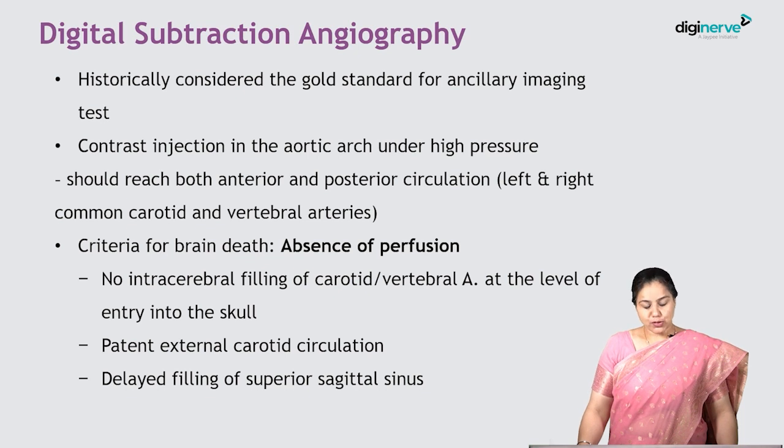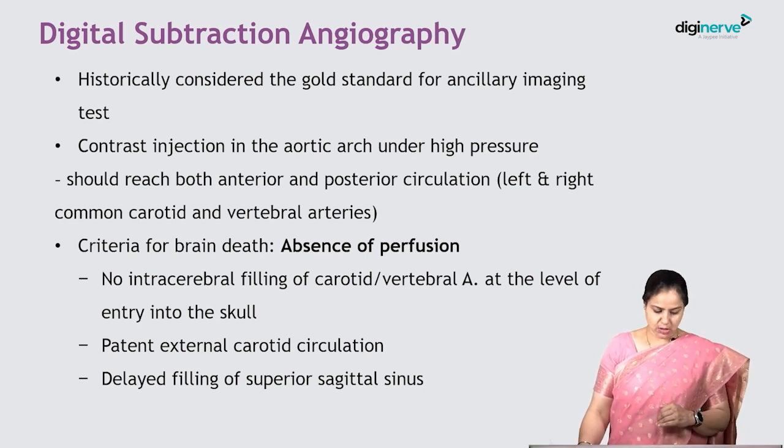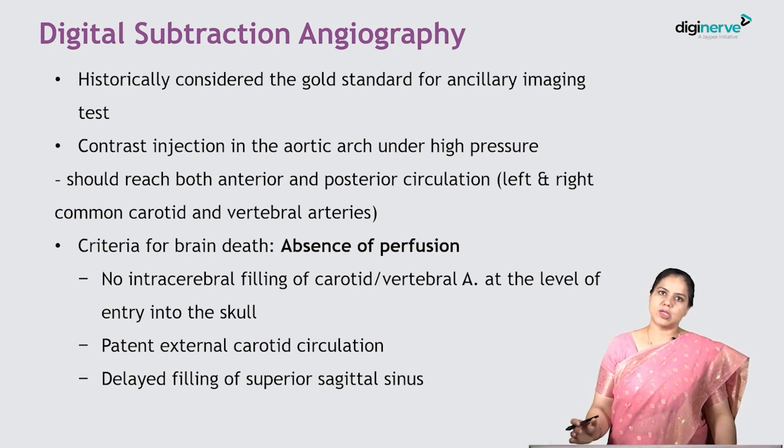Digital subtraction angiography, or 4-vessel angiography, has historically been considered the gold standard for ancillary imaging test. Now what we do is the catheter for the DSA is placed in the aortic arch and we inject contrast under high pressure so that it reaches both anterior as well as posterior circulation. That is, we have to visualize both the left and right common carotids and both the left and right vertebral arteries. The criteria for brain death is absence of any perfusion. Now, absence of any perfusion would mean there is no intracerebral filling of carotid or vertebral arteries at the level of entry into the skull.